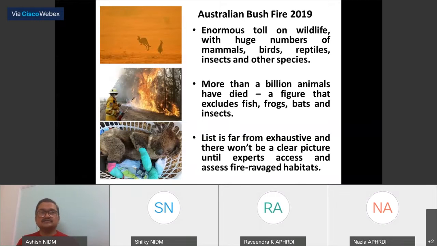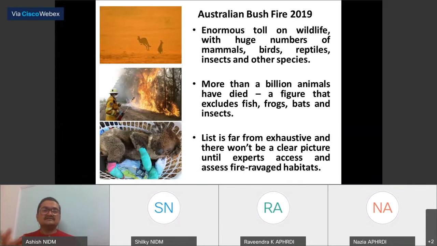And it has been assumed that more than 1 billion animals died during the Australian bushfire. The number is still counting. Until the experts get to the fine details with respect to these disasters, only then can we imagine or calculate the kind of losses we have accrued, with respect to environmental losses and biodiversity losses. These losses can never be replenished in times to come.